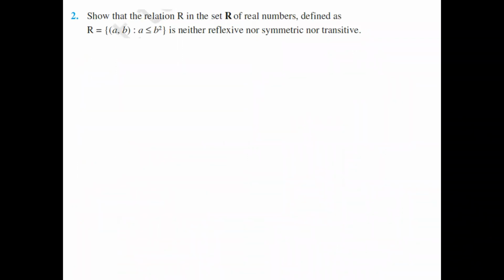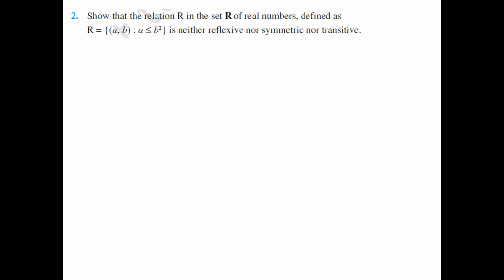Here's the next problem, the second problem. Show that the relation R in the set R of real numbers, defined as R equal to {(a, b): a is less than or equal to b square}, is neither reflexive nor symmetric nor transitive. Try to understand that here one R is the relation, and another R is the real numbers. Real numbers means you can take any number: rational number, irrational number, integer, whole number, natural number, decimal value. You can take any value.